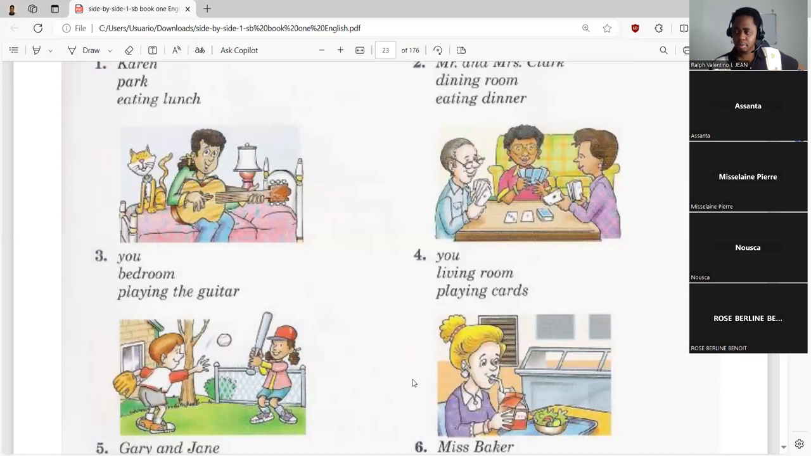What are you doing? Playing cards. Cards. Très bien. Maintenant, Nuska.